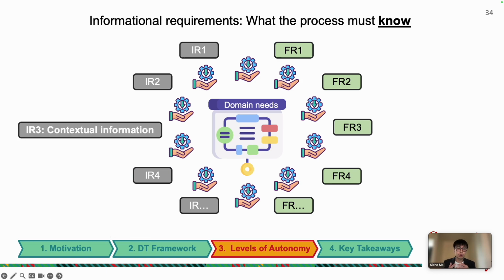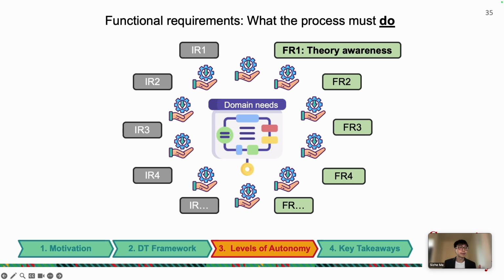So informational requirements represent what the process must know. For example, the third information requirement, or called R3, is contextual information. Basically, it refers to information that's collected not directly from the asset, but is still used to help make or generate decisions. This information would include things like sensor-related information or environmental data.